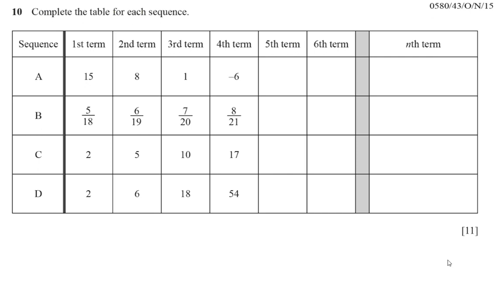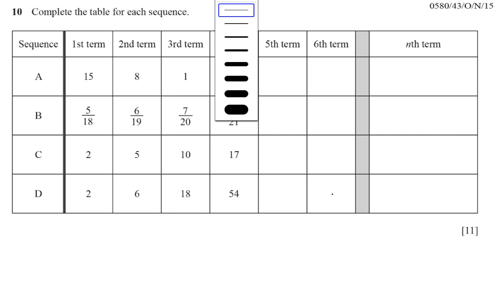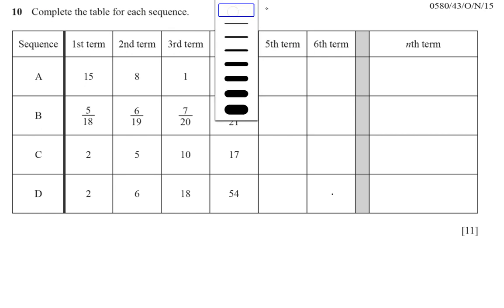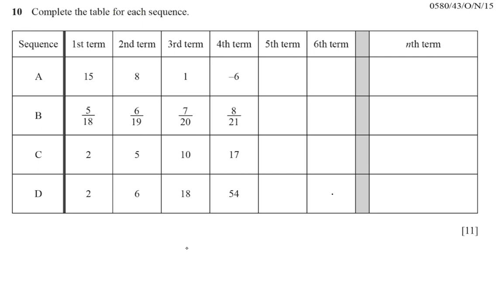October, November 2015, paper 4, variant 3, the very last question on the paper, which is about number patterns and sequences. And there's one particular question, the last part of this question, which is slightly different from what normally comes up, but it's something that I have gone through with my class. I'm going to show you a slightly different way of doing it at the end.